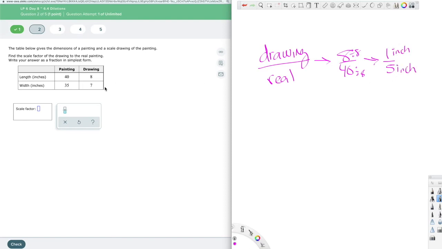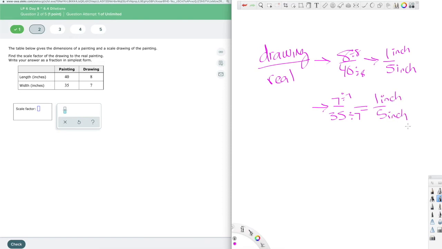So let's make sure that it's the same way for the width. So we have the drawing was 7 and the painting was 35. So both of these we want to reduce. Can divide by 7. So we get 1 over 5. So they do match. Perfect. That's what we wanted them to do. So that's definitely the way that works. Every inch on the drawing is actually 5 inches in real life.